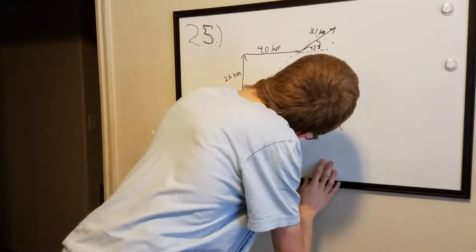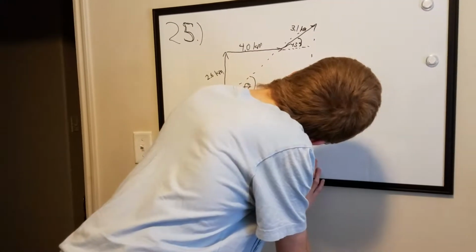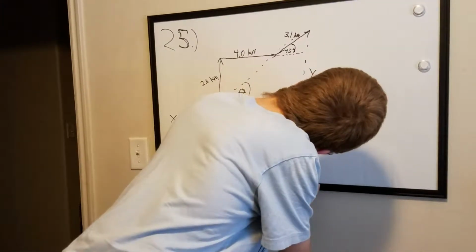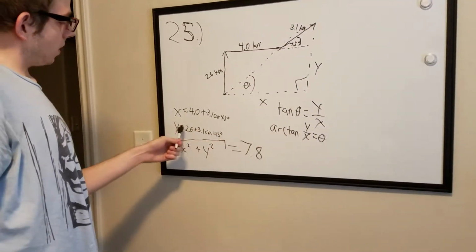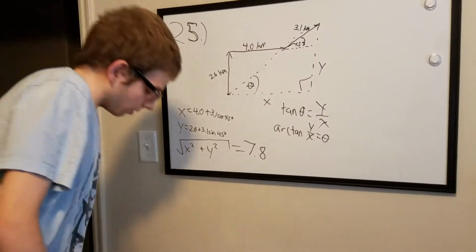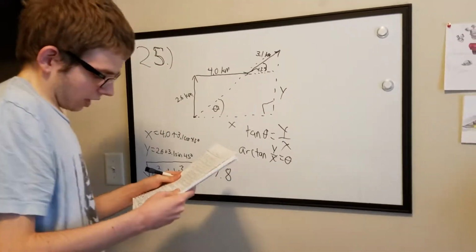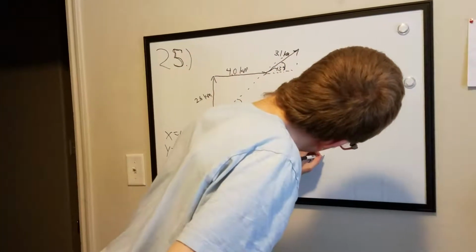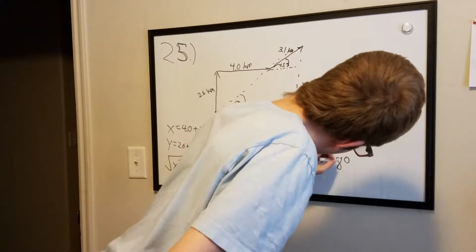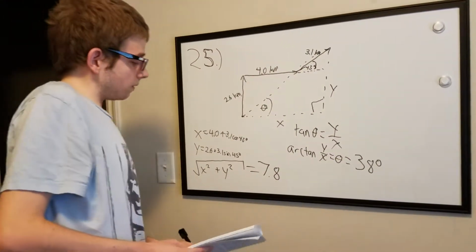So if you want to find the angle, we just turn it into arctangent of y over x equals theta. Since we already found y and x, we can just plug those values in. And when you plug those values in, the angle should come out to be 38 degrees. This comes out to be 38 degrees if you take into account significant figures.